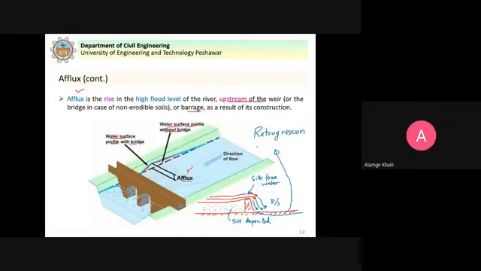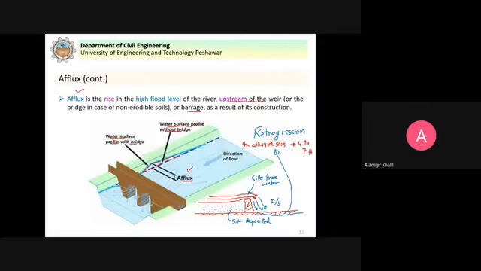So in alluvial soils, from previous studies, this retrogression has been observed to be 4 to 7 feet downstream of the bed of the weir or the barrage in alluvial soils.